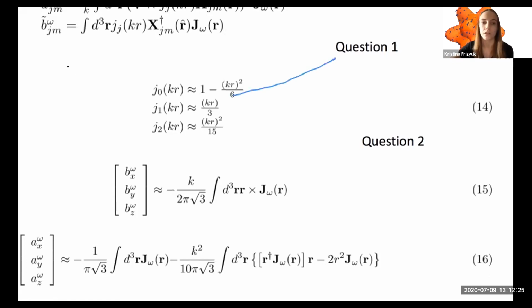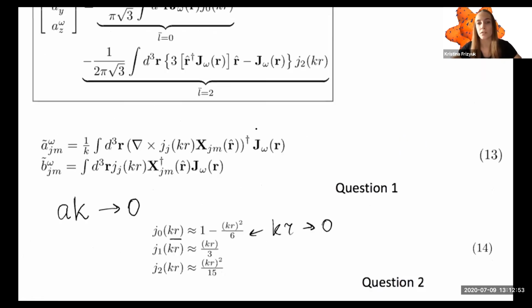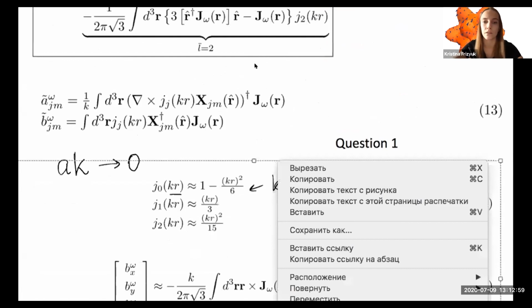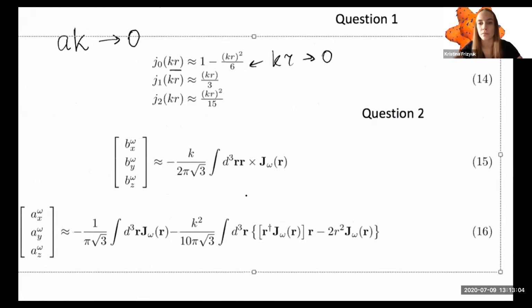Imagine that you have a very small nanoparticle. So this size A multiplied by the wave vector goes to 0. So under the integral, all this argument will be very small. So this is the limit. And so you decompose these Bessel functions, just put them into these two formulas, and immediately obtain the approximate formulas, which do not contain Bessel functions.